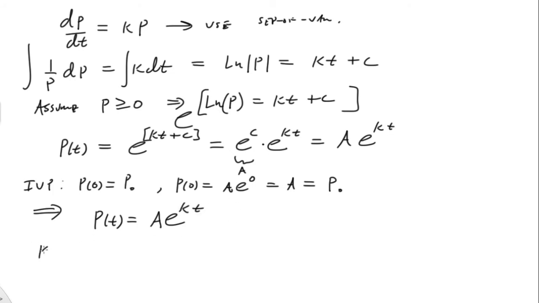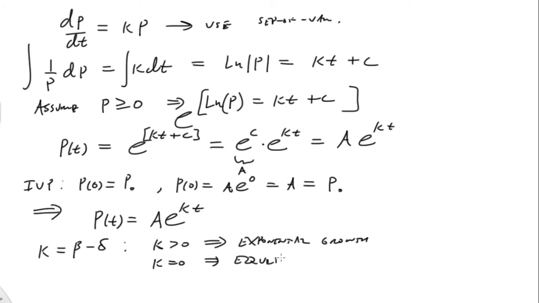All right, so remember then, of course, that k was equal to beta minus delta, so the birth rate minus the death rate. So of course we have a couple scenarios here. One is k greater than 0, and that means there's more births than deaths, and then we get exponential growth. Likewise, k equals 0 means equilibrium, in which case P(t) is just going to be P0 for all time. Likewise, k less than 0, we get decay.